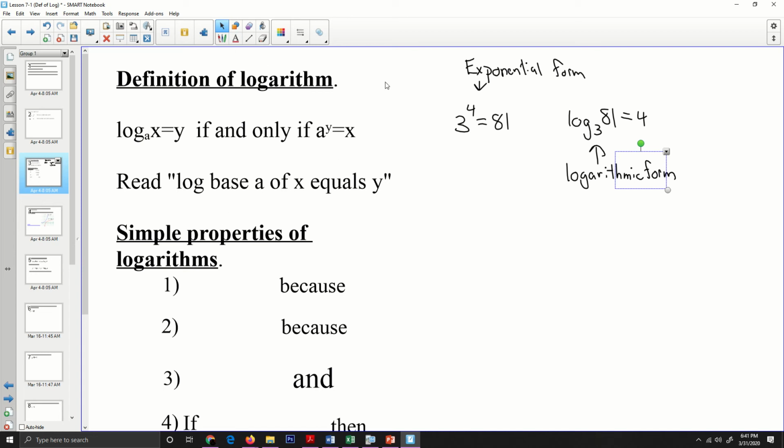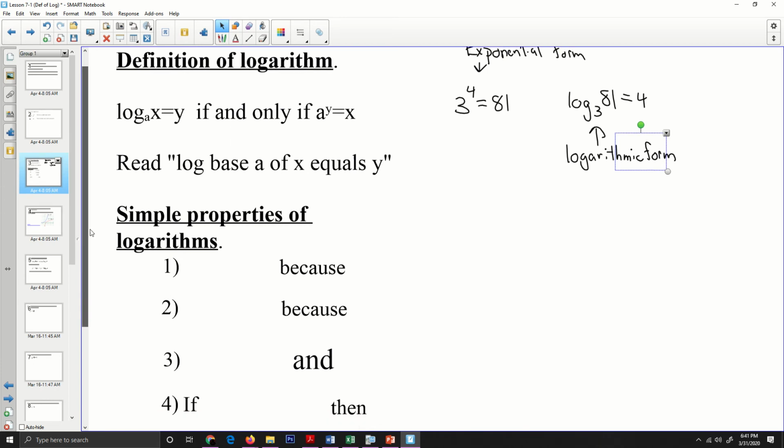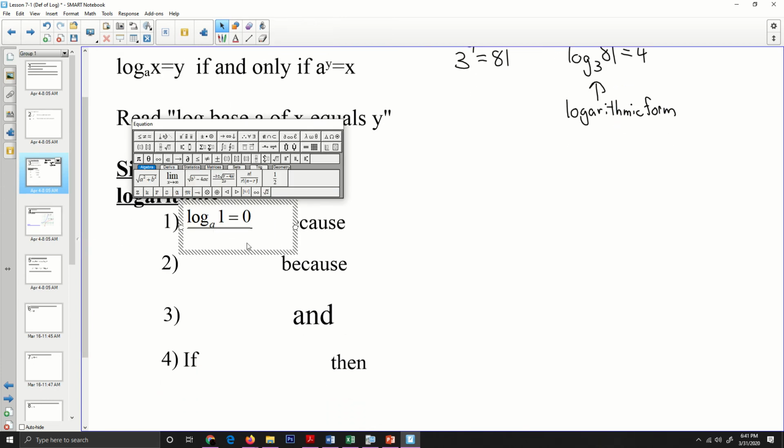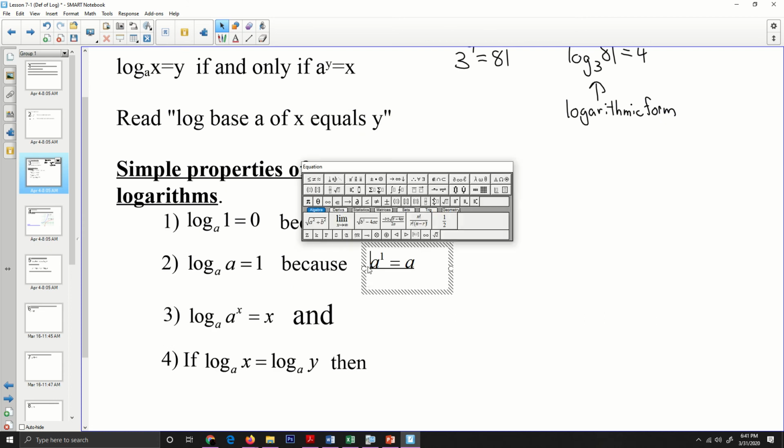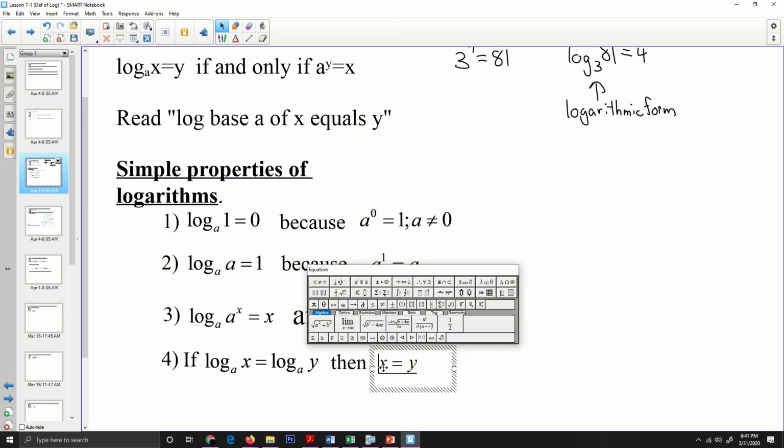So we have some simple properties of logarithms, and I don't know why these aren't showing, but we will bring them up here real quick. There we go. Look at all that.